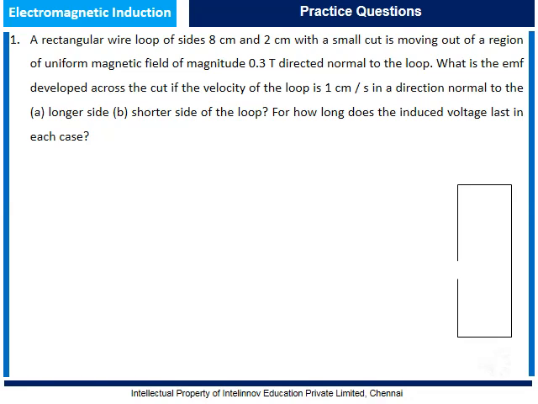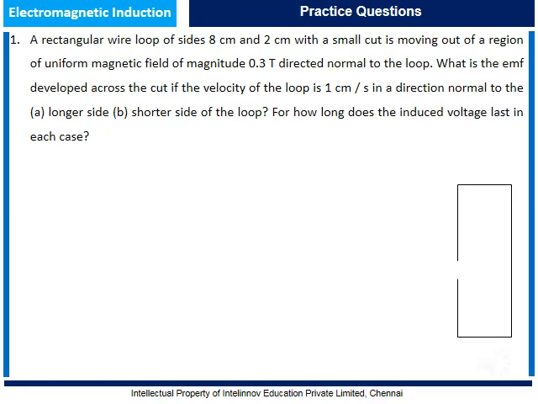Here let us understand this question clearly. The given rectangular loop moves in a uniform magnetic field and we need to find the EMF developed across the cut if the velocity is normal to the longer side. That is, the velocity is perpendicular to the longer side of this rectangular loop. And also in another case we need to find the EMF if the velocity is perpendicular to the shorter side of the loop, that is, to the least dimension of this rectangular loop. Also we need to find for how long this induced voltage will last.